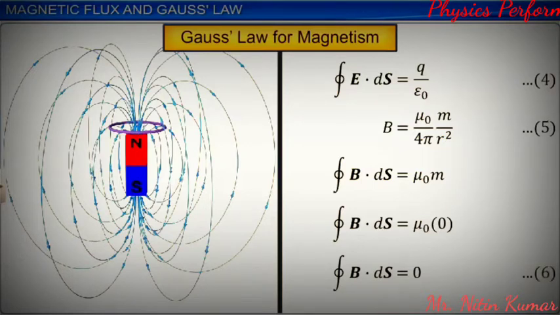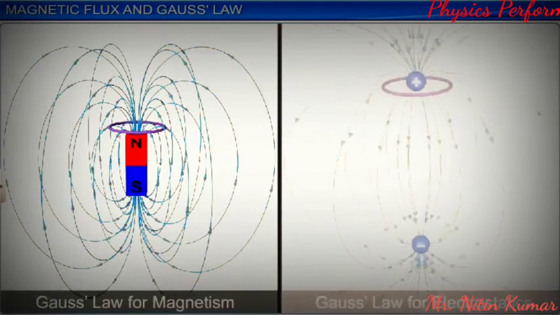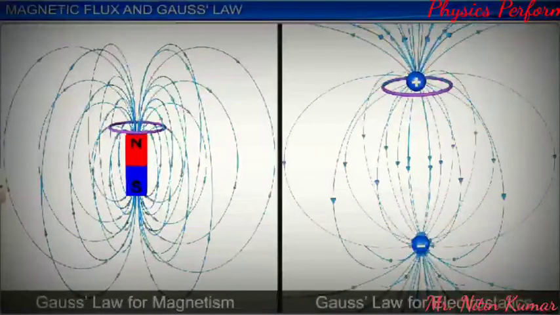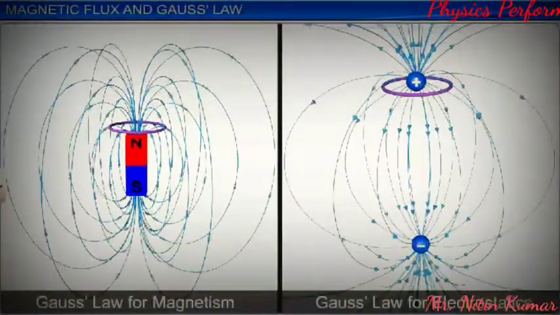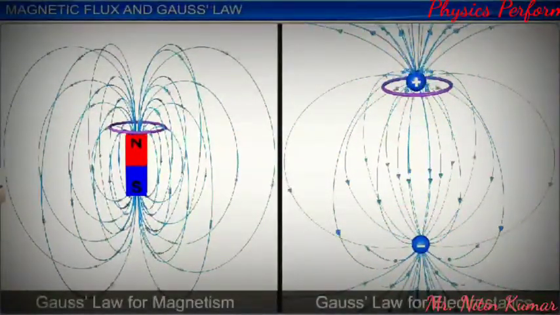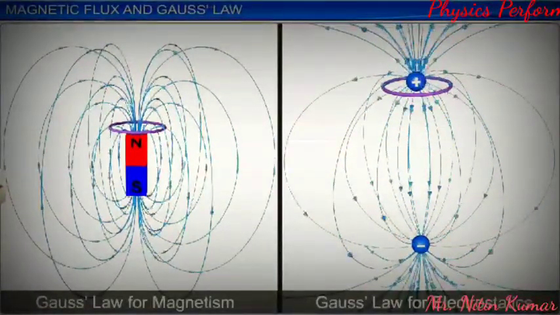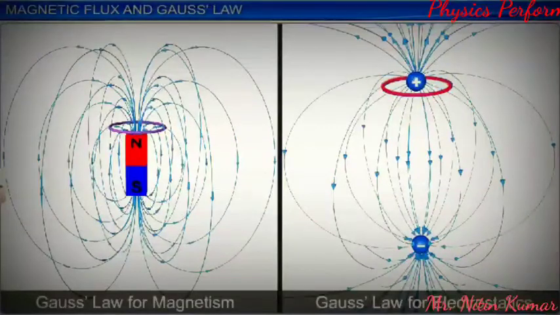Let's discuss Gauss' law for electrostatics and magnetism more explicitly by considering the field lines due to an electric dipole and a magnetic dipole. Consider a closed surface that encloses one of the charges of an electric dipole, and another closed surface which encloses one of the poles of a bound magnet.